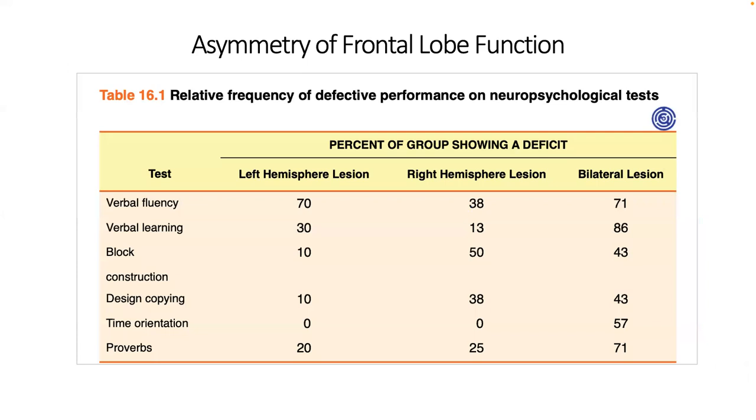Okay, so you can see from the chart here that people with a deficit in the left hemisphere had much more difficulty with verbal fluency tasks than people with a right hemisphere lesion. So this top line right here, if you can see my mouse, quite a difference between 70 and 38 here. Whereas those with right hemisphere lesions had more difficulty with a visual task. Block construction is the one I wanted to reference. They had more difficulty with the visual task, such as block construction, 50, than those with left hemisphere damage, 10.